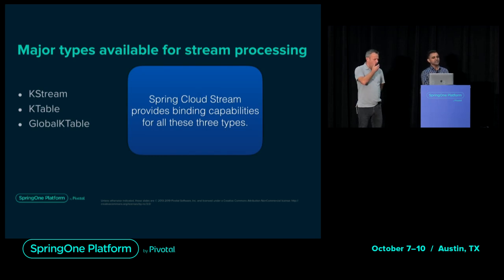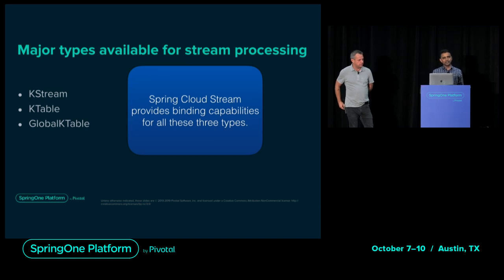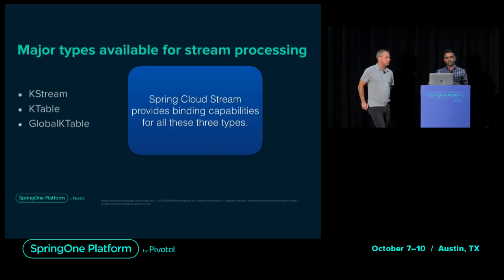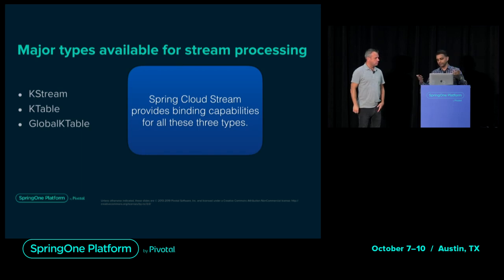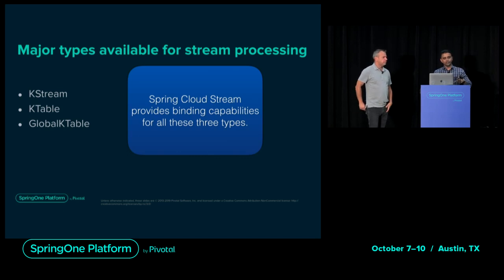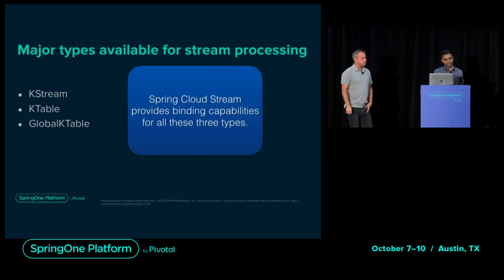These are the three major types that Kafka Streams exposes. KStream is where you get your data as a stream of events. I don't know if you attended Mark Fisher's keynote yesterday. He was showing that the new paradigm is that you get events, like a product update or somebody purchased something. You get that as an event, and then you immediately do some operations on it. That is represented through this KStream type. So that is one of the major types that Kafka Streams exposes.